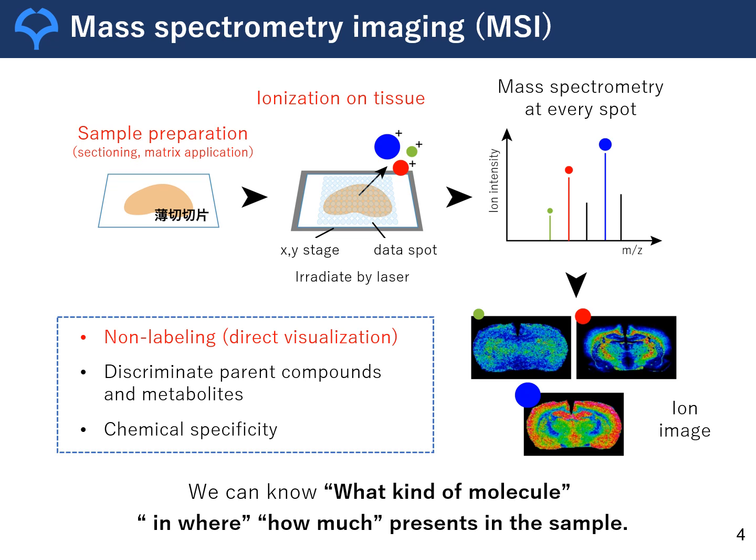Then, you can select the peak that appears at the m/z of the target compound and obtain the distribution image of that compound. Mass spectrometry images allow us to know what kind of substance, where, and how much exists from this image.